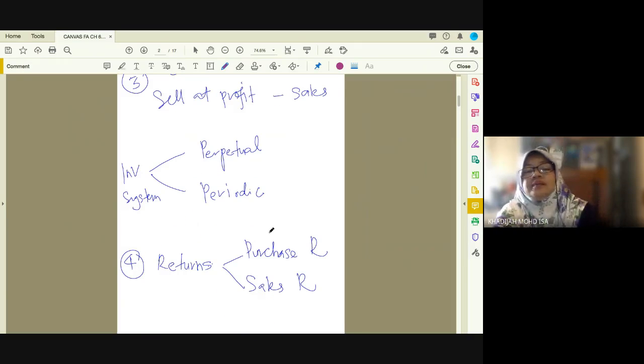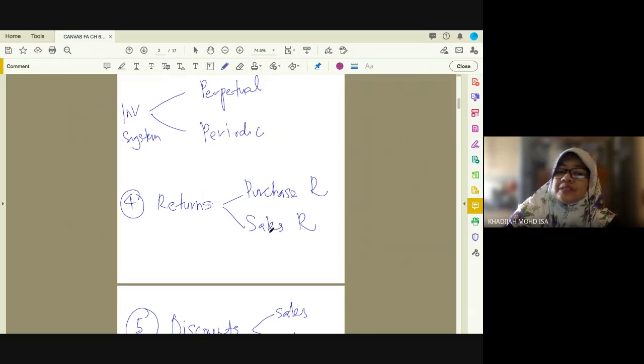Once you're very clear about the system, you're going to look also at the returns policy. It's common in merchandising business, whether you buy your inventory or sell your inventory, that there could be returns. If the goods you purchased do not fulfill the requirements that you have set before, you may return the goods to the supplier. The goods here are your inventory. So when you return, what will be the accounting treatment for the purchase returns?